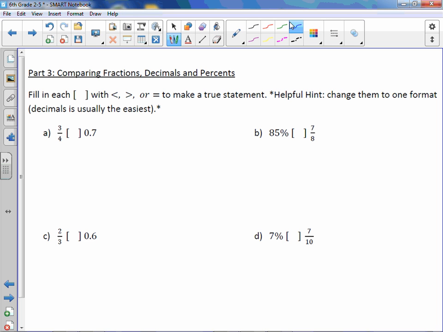You can use your shortcut method and change the denominator to a power of 10. You can change to the power of 10, which is 100. And think to yourself, 4 to 100 is times 25. And do the same up top. And 3 times 25 is 75. Which makes our fraction 75 hundredths, and our decimal exactly that, 75 hundredths, or 0.75. And then we have 0.7.